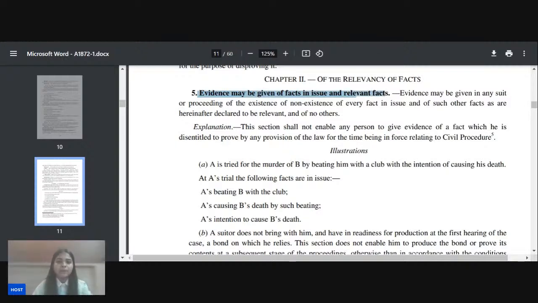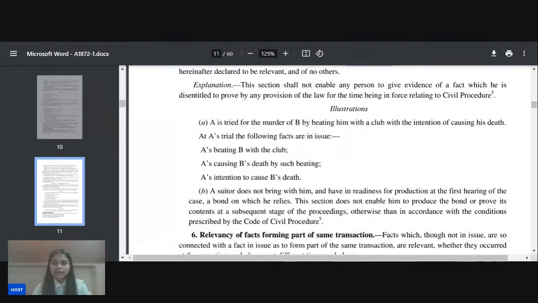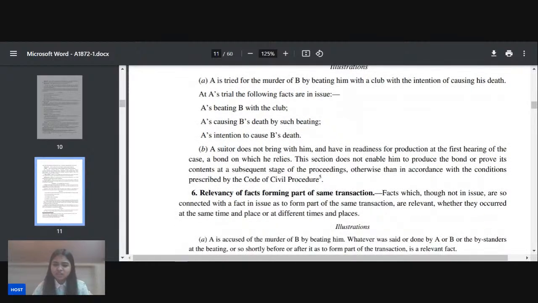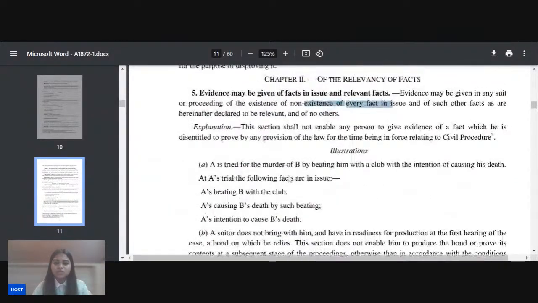First tell me, what things can you give evidence for? Evidence may be given in any suit or proceeding of existence or non-existence of every fact in issue, right? And the explanation says this section shall not enable any person to give evidence of a fact which he is disentitled to prove by any provision of law for the time being in force relating to CPC. This is section 5. That is what evidence you can give, either of fact in issue and relevant fact. You can give evidence for facts in issue, or you can also give it for relevant facts.